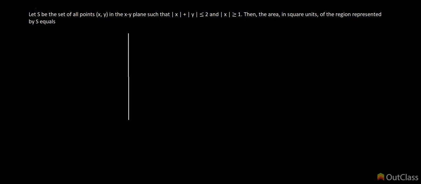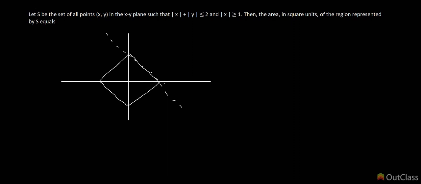Mod of x plus mod of y less than or equal to 2. First of all, mod of x plus mod of y is equal to 2. We will start with x plus y is equal to 2, and we'll take only the portion of the first quadrant and we'll repeat it in all the other quadrants. You will get a square where the vertices are 2 comma 0, minus 2 comma 0, 0 comma minus 2, 0 comma 2.